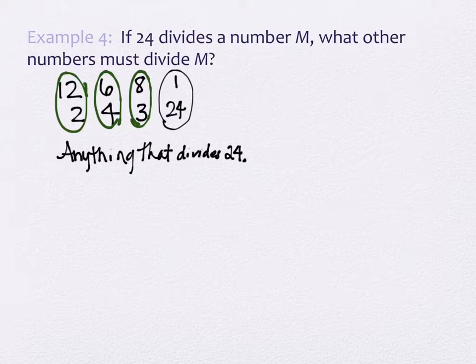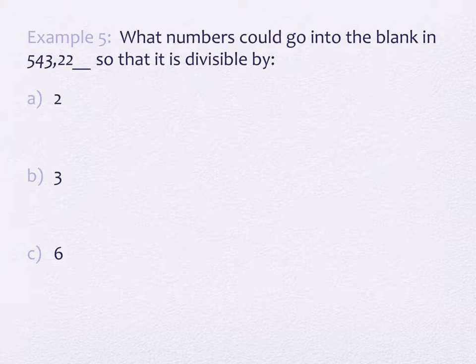Okay, let's think about the next one. We're filling in the blank, trying to find numbers that will divide by the following. So we've got the number 543,220 something. All right, so there's 10 possible numbers that could go in that last spot. And we would want to know what numbers could go in that last spot and make it divisible by 2. So how could the number end? 0, 2, 4, 6, and 8, right? Yeah.